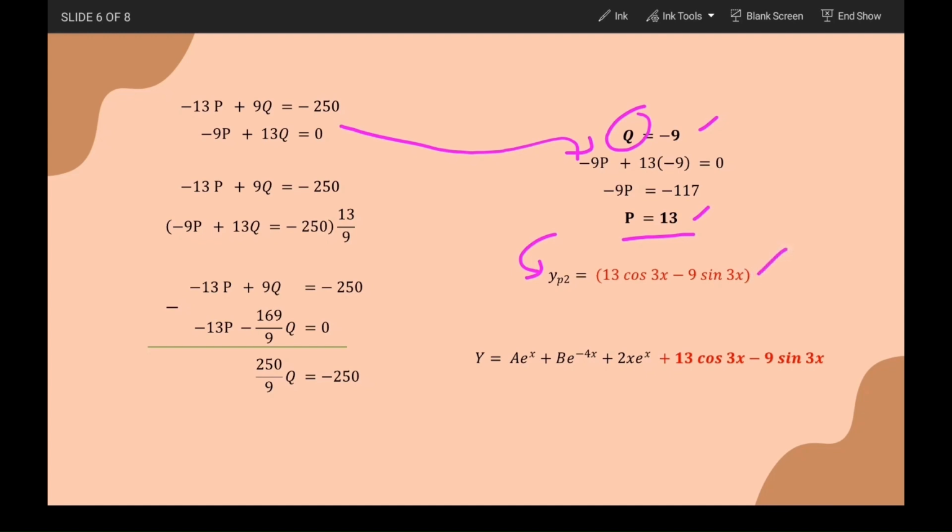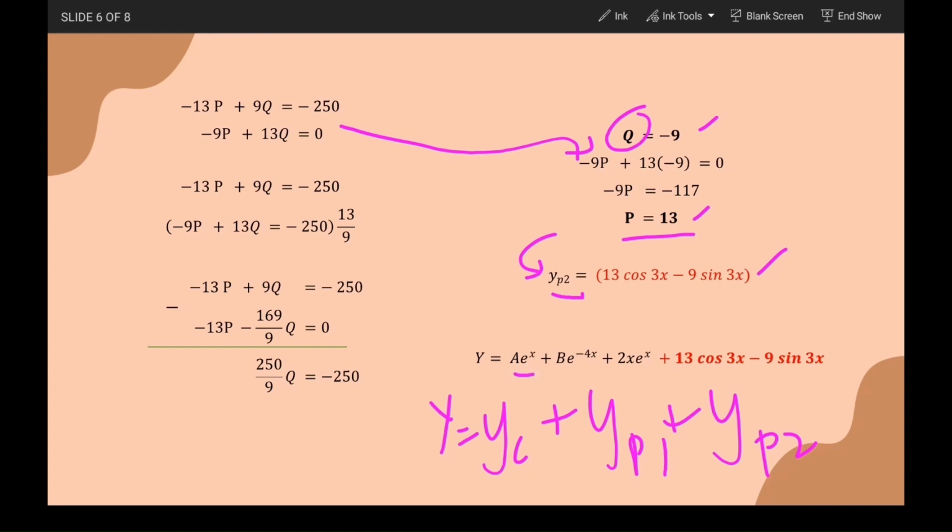So once you already determine the value of yp2, you need to make sure y is equal to yc plus yp1 plus yp2. So therefore, the value of this whole y is equal to a e^x plus b e^(negative 4x) plus 2x e^x plus 13 cos 3x minus 9 sin 3x.